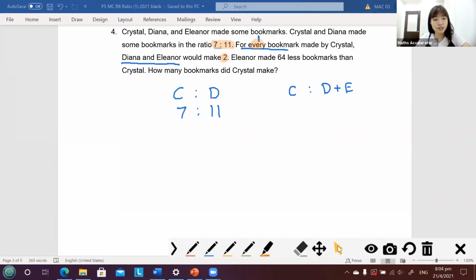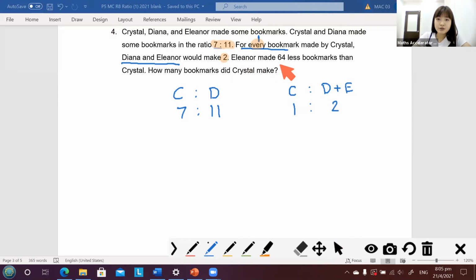Okay, some of you put opposite. Right. Crystal is 1. Diana and Eleanor will make 2. So it's 1 is to 2. For those of you who put 2 is to 1, it's the other way around. So you will have to put D plus E first is to C. But if I'm asking for Crystal is to Diana and Eleanor, it should be 1 is to 2. So make sure you follow the order that the question gives you.